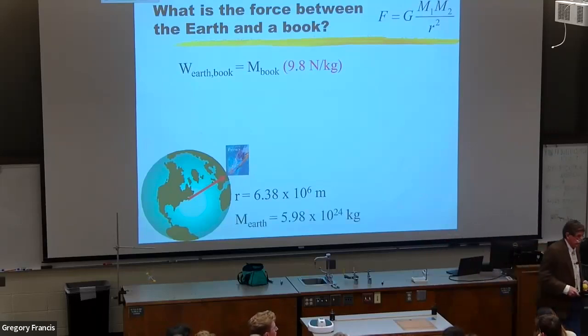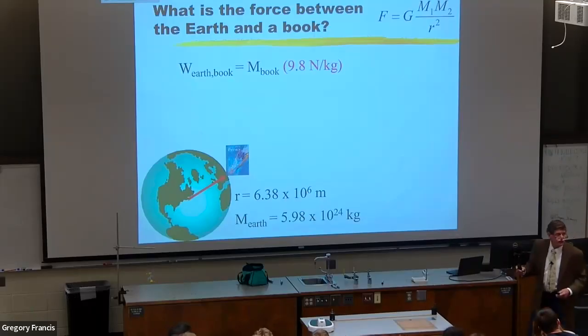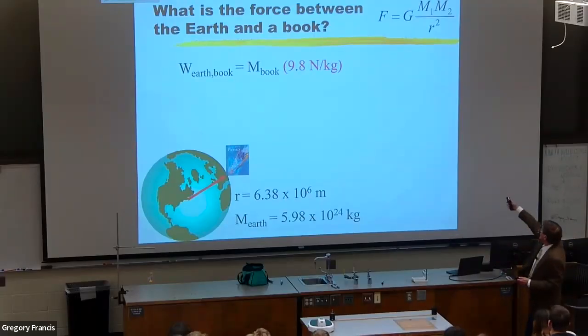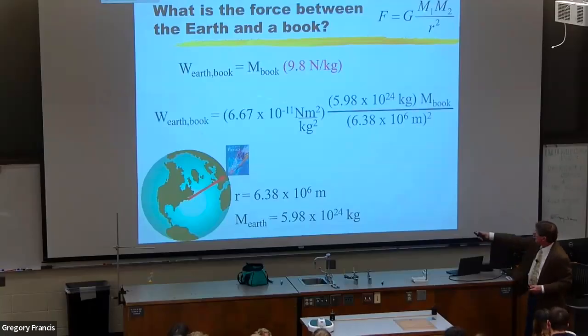5.98 times 10 to the 24 kilograms. How do you do that? What scale do you put the Earth on? Okay, and is that scale riding on the back of a tortoise? I don't know. Well, here's how you do it. You do it Henry Cavendish's way. If I plug into that formula, there's Henry Cavendish's constant, there's the mass of the Earth, there's the radius of the Earth, the distance between the center and the book, squared, and there's the mass of the book.